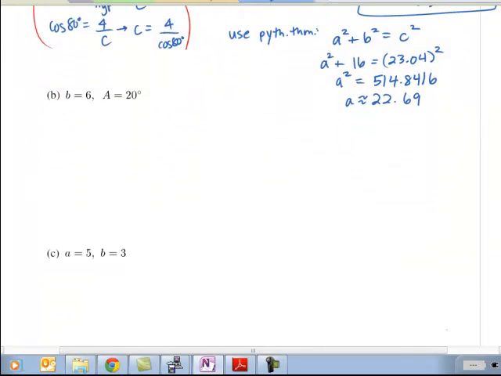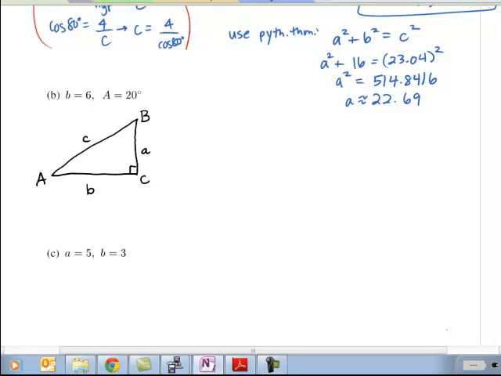Okay, another one. So the convention is when you're labeling sides of this triangle that the angles are capital letters, and they use A and B for the acute angles, and we'll use capital C for that right angle, and the side opposite the angle has the same letter but lowercase. So little b would be across from angle B, little a would be across from angle A, and little c would be across from angle C.